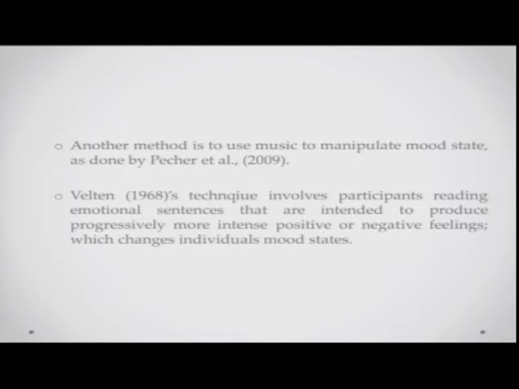Another method we can talk about is Welton's method. Welton in 1968 asked participants to read emotional sentences intended to produce progressively more intense positive or negative feelings. Other than the production method of Young and colleagues that I mentioned recently, Welton's method involves participants reading passages and sentences that are highly emotional, and reading them will induce that kind of emotion.